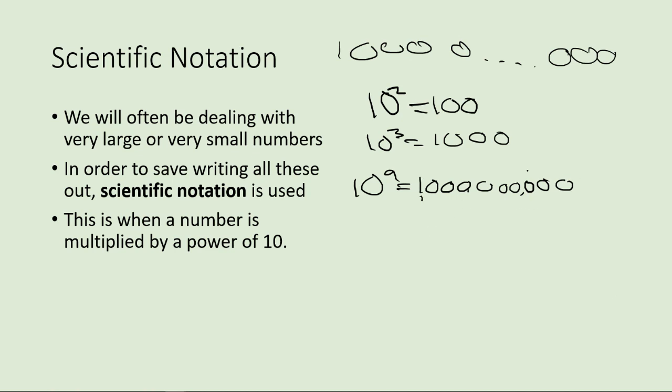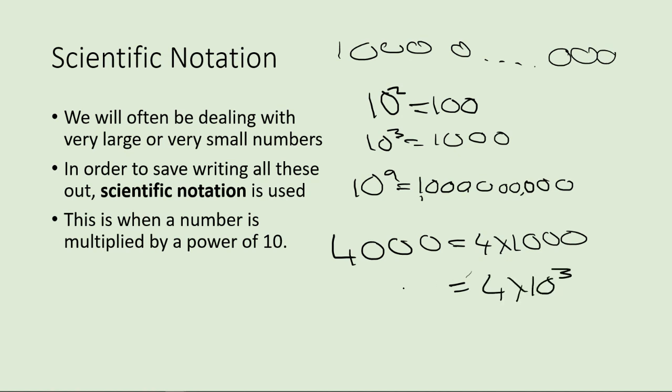So for example, the way that we talk about multiplying a number, we could say that 4,000 is equal to 4 times 1,000. We know that 1,000 is 10 to the power of 3. So we can also write that as 4 times 10 to the power of 3. So these two, 4,000 and 4 times 10 to the power of 3, are equivalent. That's the same number. That's what we mean when we talk about multiplying a number by a power of 10.